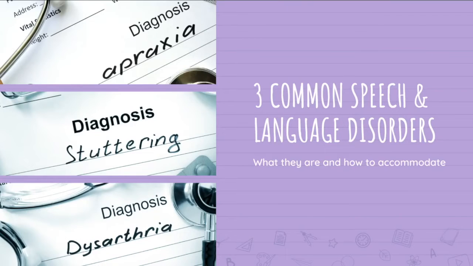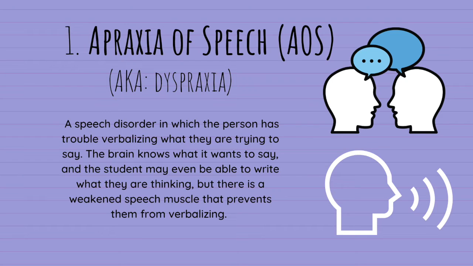So, let's talk about three common speech and language disorders and how we can accommodate them in our school spaces. The first one is called apraxia of speech, otherwise known as AOS or dyspraxia. This is a speech disorder in which the person has trouble verbalizing what they're trying to say. The brain knows what it wants to say, and our students might even be able to write out what it is that's on their mind. However, there's a weakened speech muscle that is preventing them from verbalizing their thoughts.